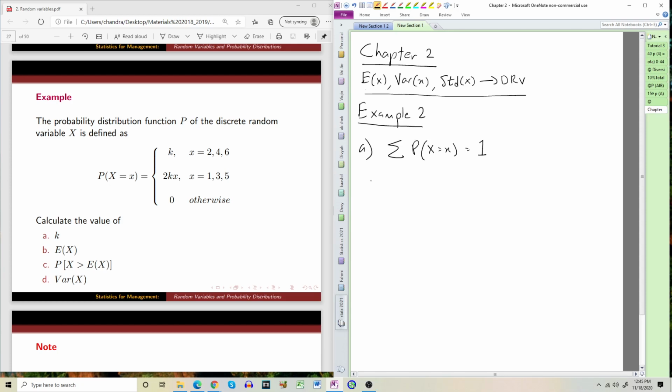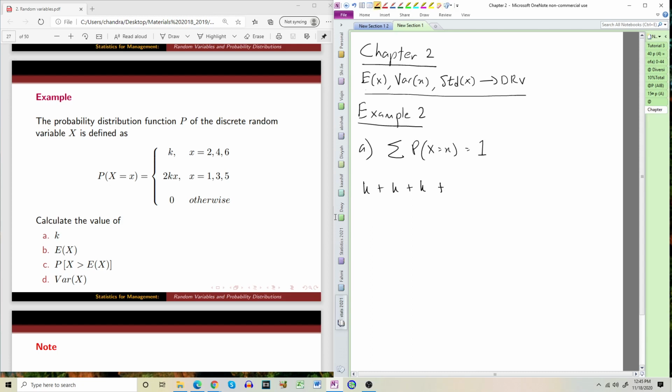So what you do, for x equal to 2, 4, 6, all the values are K. Of course you can do the table first and then write, but I am doing straight away. Hope you guys understand this.